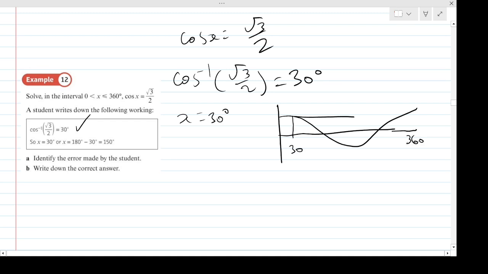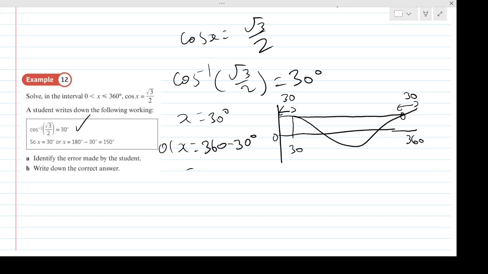So then the other solution, the idea is the gap between 30 and 0 at one end of the curve is 30, and the gap between the next solution and 360 at the end of the curve has to also be 30, right? The same gap, because it's symmetrical in the middle of the curve. There we are. So then the other solution would be 360 take away this 30, which should be 330.